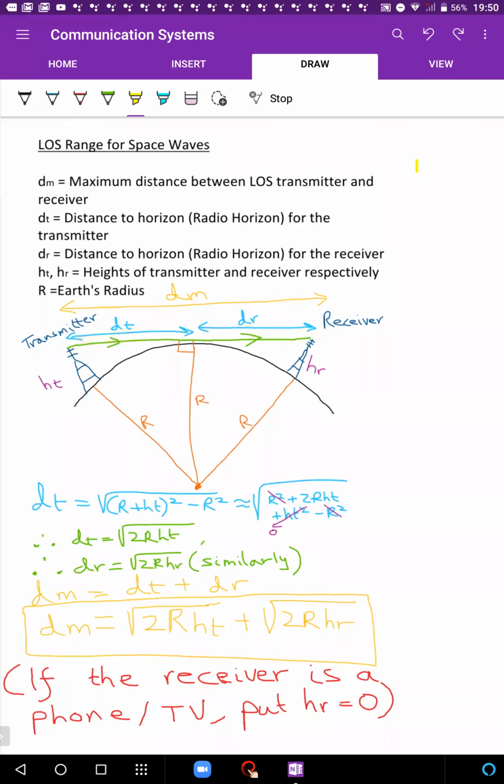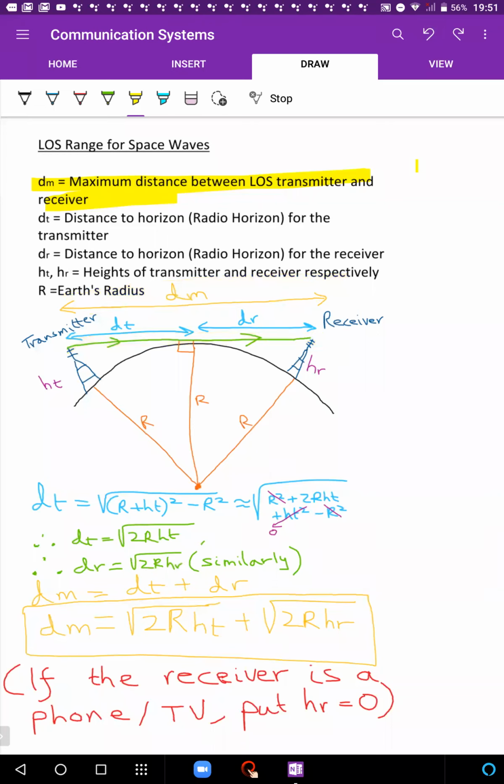Let's call the distance dm, the max distance between the line of sight transmitter and receiver. And this is the distance by the diagram. Please don't feel that this should be the distance. Remember, the towers are just there to give elevation. It's antenna to antenna. Antennas are small, so they're as good as points. Antenna to antenna distance here. So that is dm, m for max.